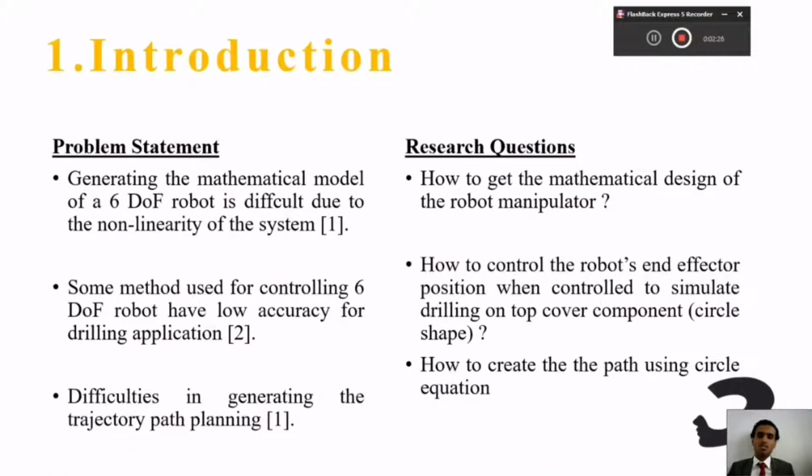From the problem statements we can get the objectives. The problem statements are: generating the mathematical model of a 6-degree-of-freedom robot is difficult due to the non-linearity of the system. Some methods used for controlling a 6-degree-of-freedom robot have low accuracy for drilling application. And there are difficulties in generating the trajectory path planning.